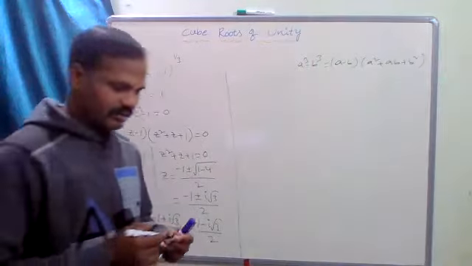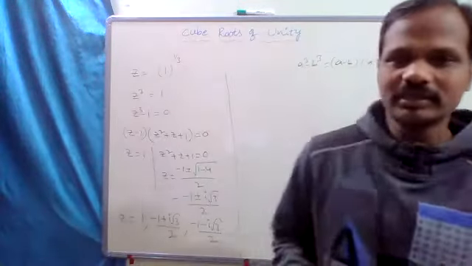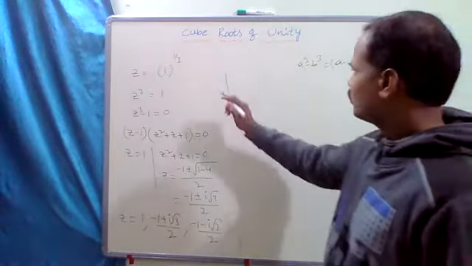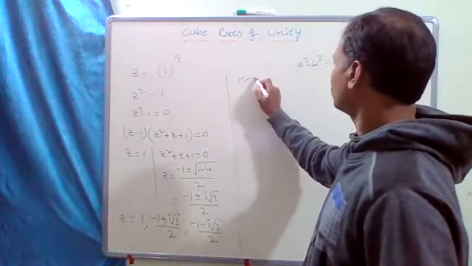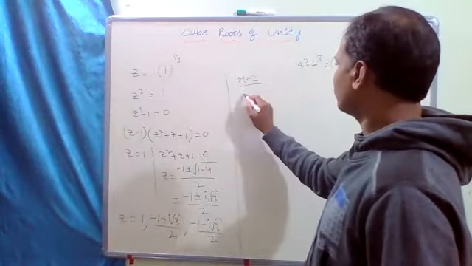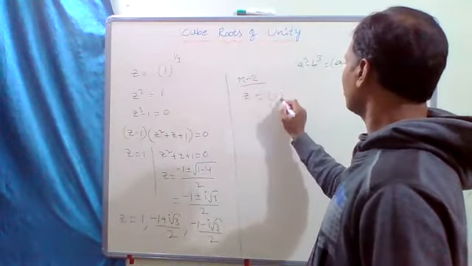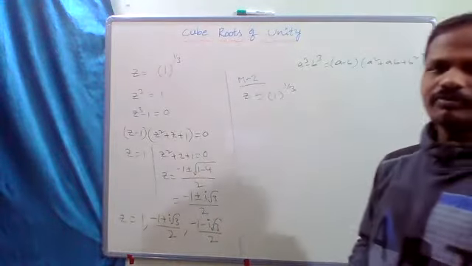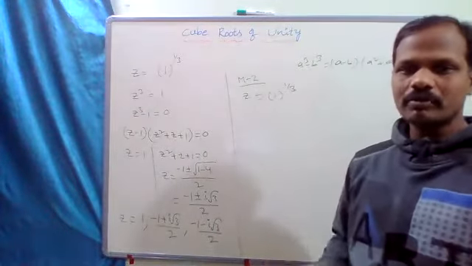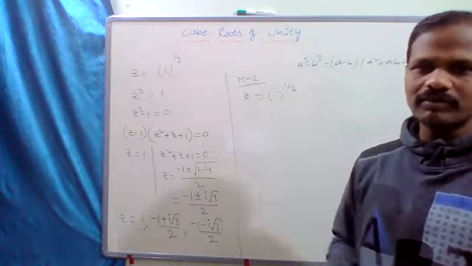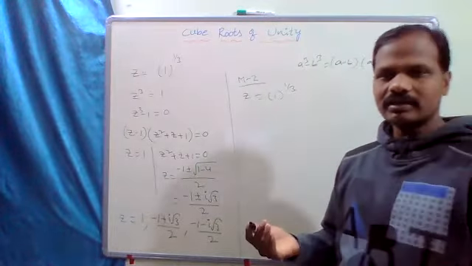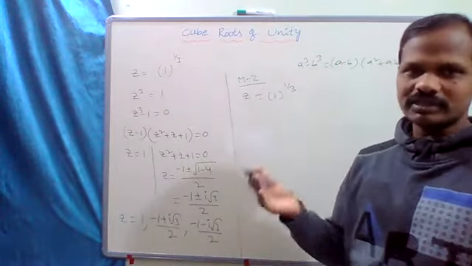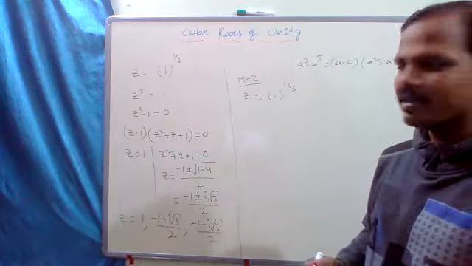Now we can find another way, which is by using De Moivre's theorem. Method 2: z equal to 1 power 1 by 3. De Moivre's theorem is applied for a number of the form cos theta plus i sin theta whole power n, where n is an integer or a rational number. Case 1 is integer, case 2 is rational number. We discussed this in the last class.